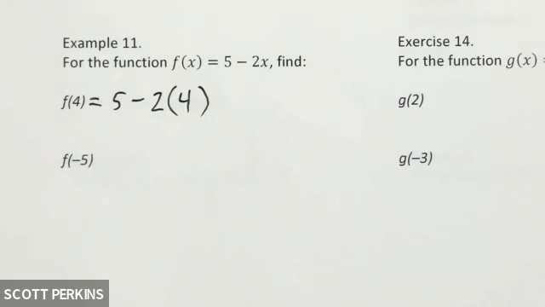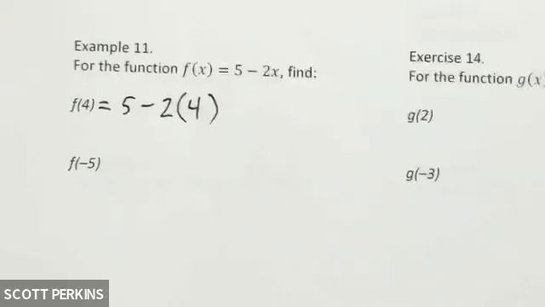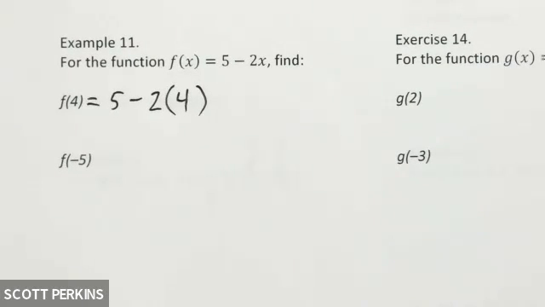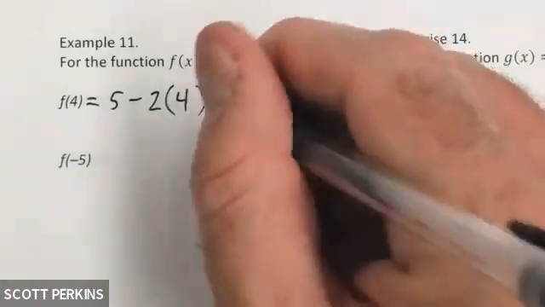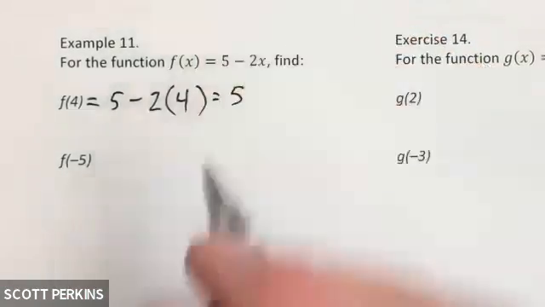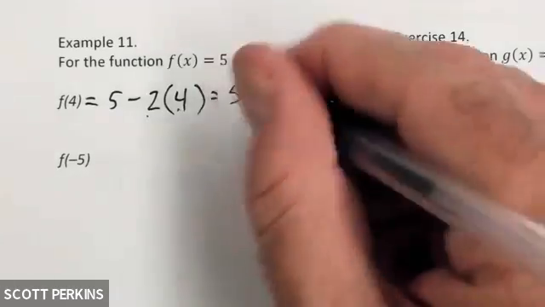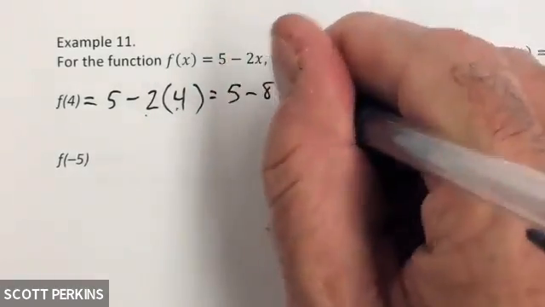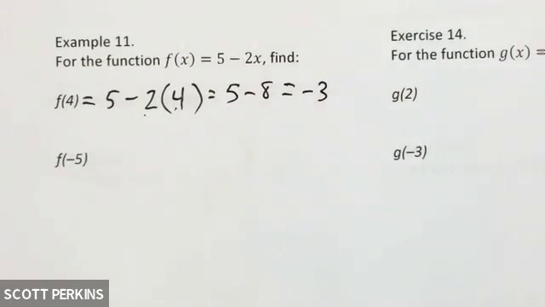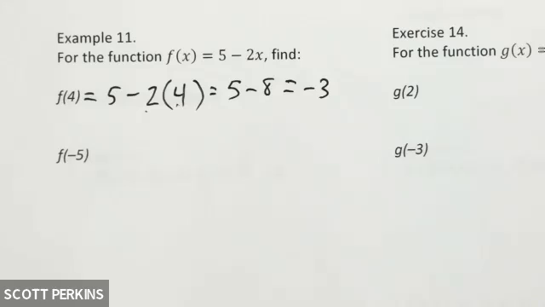At this point, it just becomes an order of operations problem. Multiplication comes before subtraction. So please do not say 5 minus 2 is 3, and 3 times 4 is 12. That's very wrong. The correct answer is 5. Negative 2 times 4 is negative 8, and 5 minus 8 is negative 3. So please do the one right below that. For that same function, 5 minus 2x, please determine what f of negative 5 is.